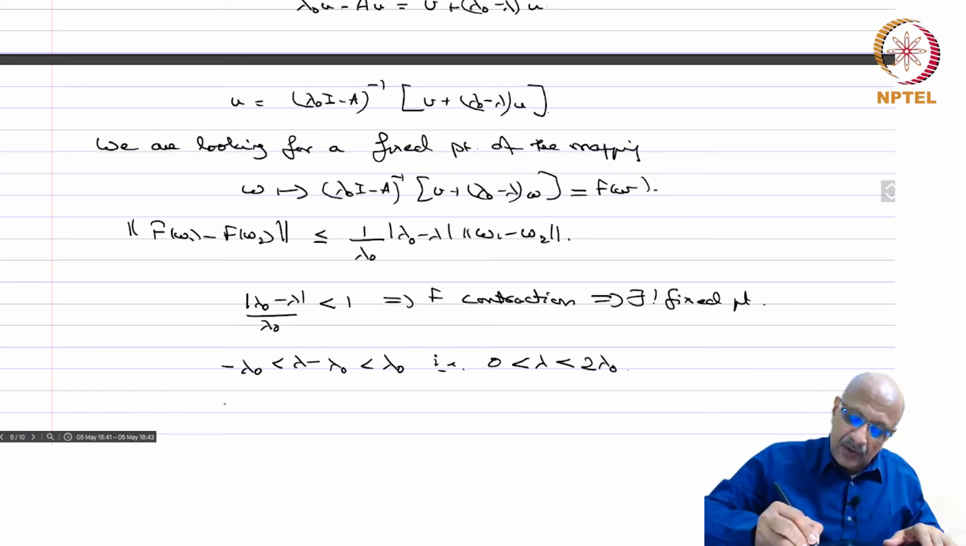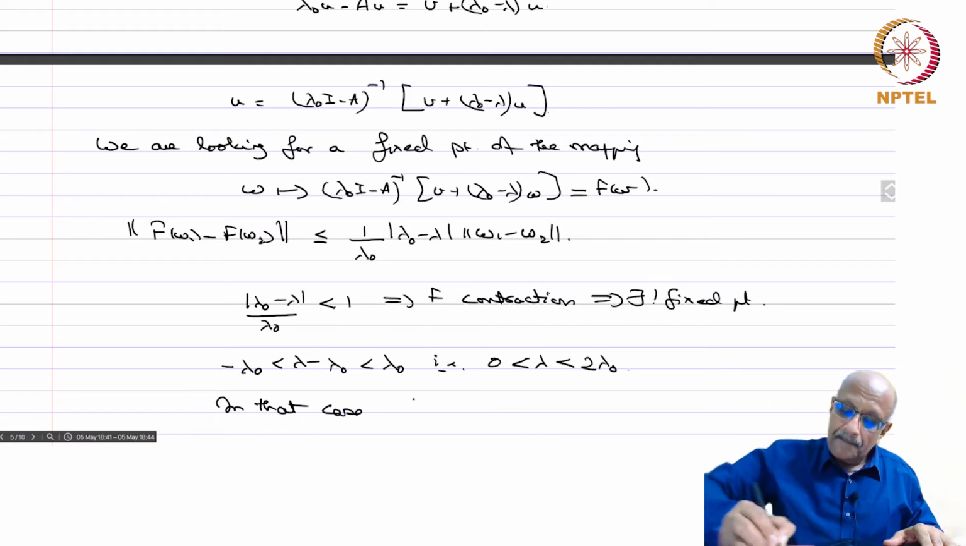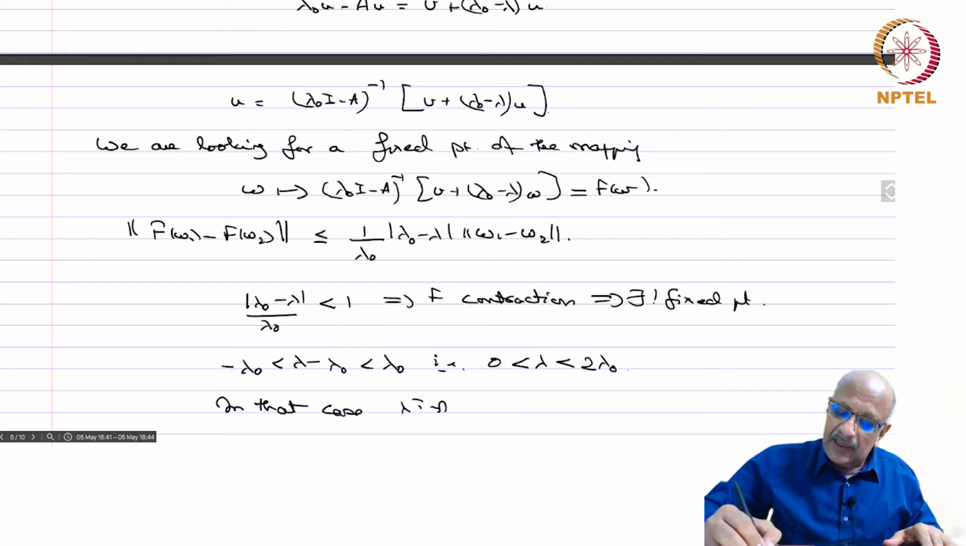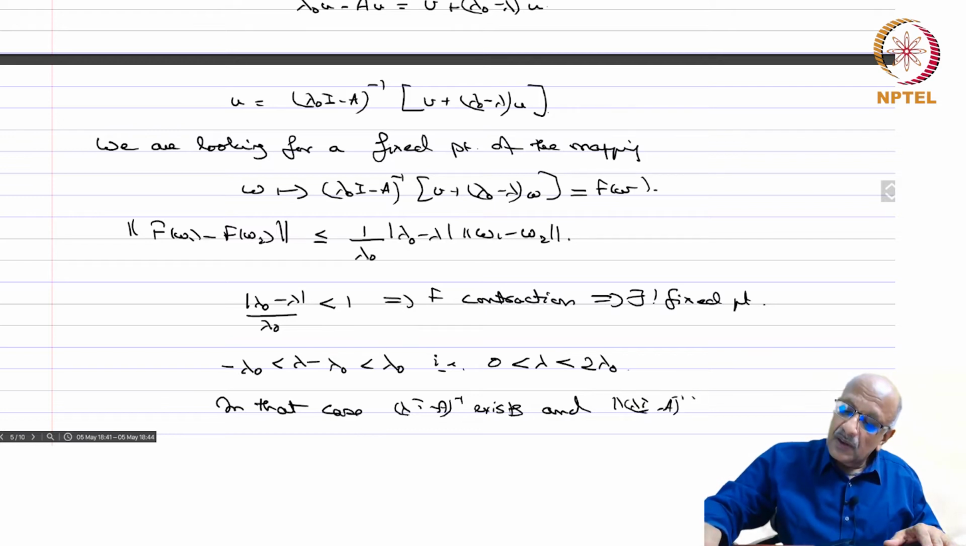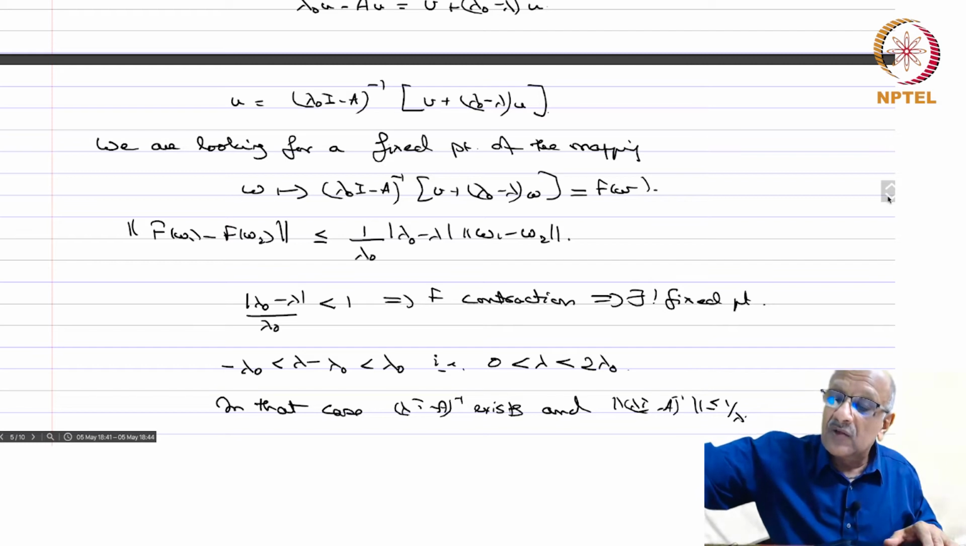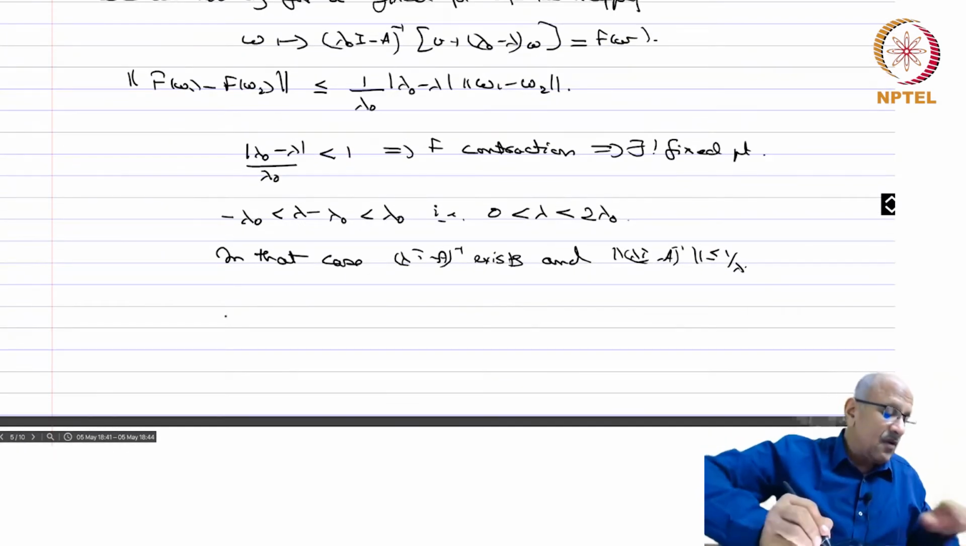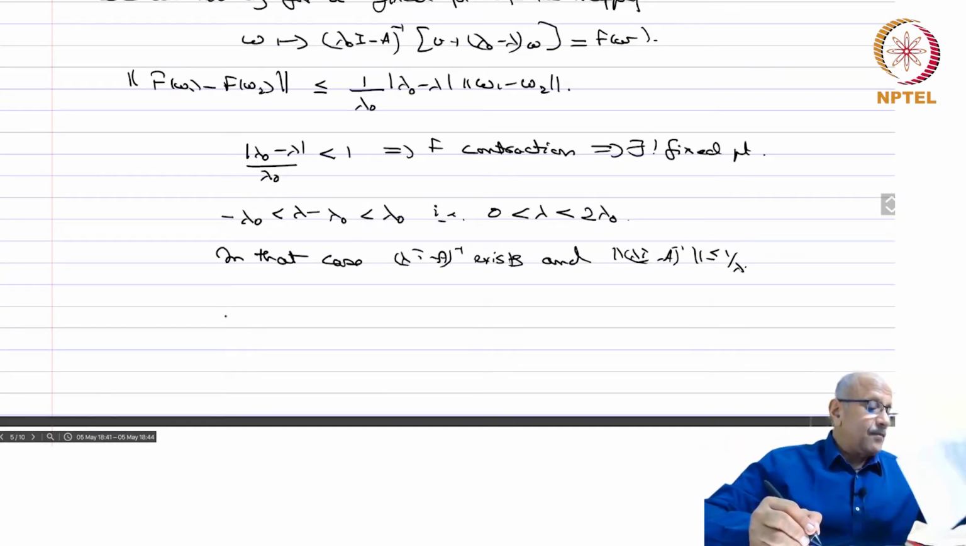And of course, in that case (lambda I minus A) inverse exists as usual, and the norm of (lambda I minus A) inverse is less than or equal to 1 by lambda. All this we have seen already in the case of lambda naught, and that is no different for any other number.